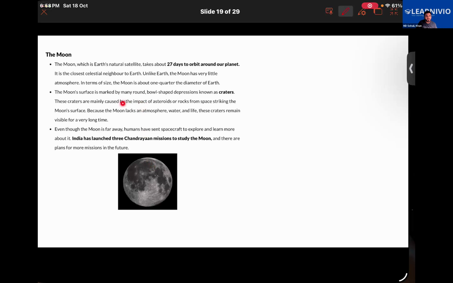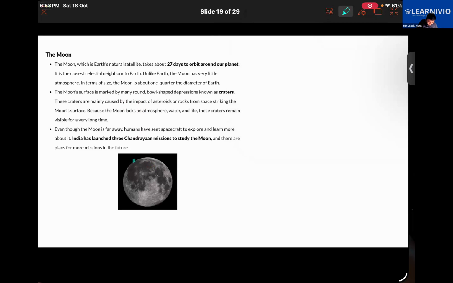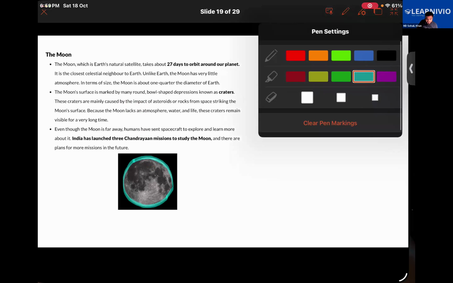Then, the moon has very little atmosphere. The atmosphere of the moon is very, very thin. If I were to draw it here, it would look something like that. Atmosphere, you understand? It is the layer of gas that surrounds the planet.